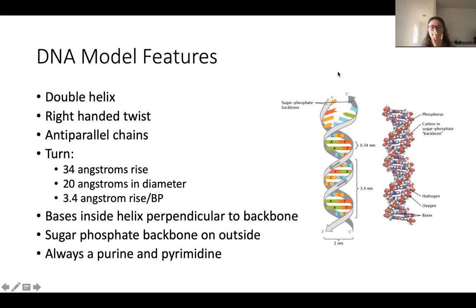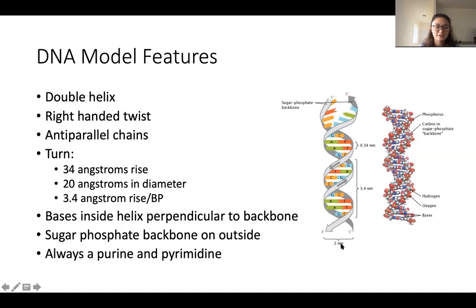So the DNA double helix, these are some features that you need to know. So obviously it's a double helix. You should know that it is a right-handed twist, which basically means if you curl your fingers in the direction that it's twisting, your thumb will point in the direction that the strand is going, if you use your right hand. If you use your left hand, it won't. So that's what we mean by right-handed twist.